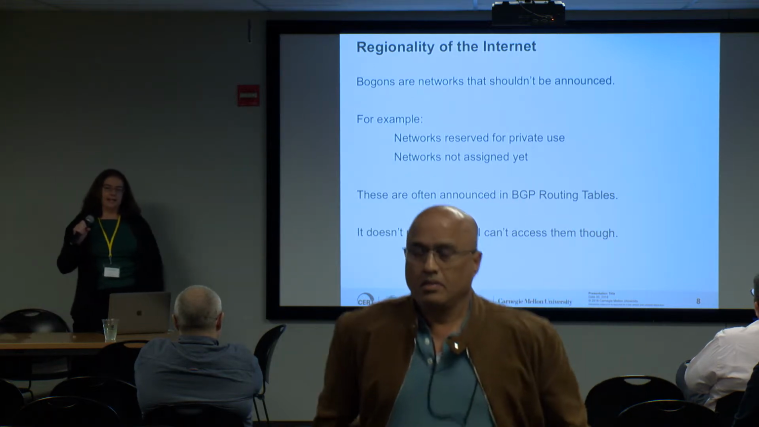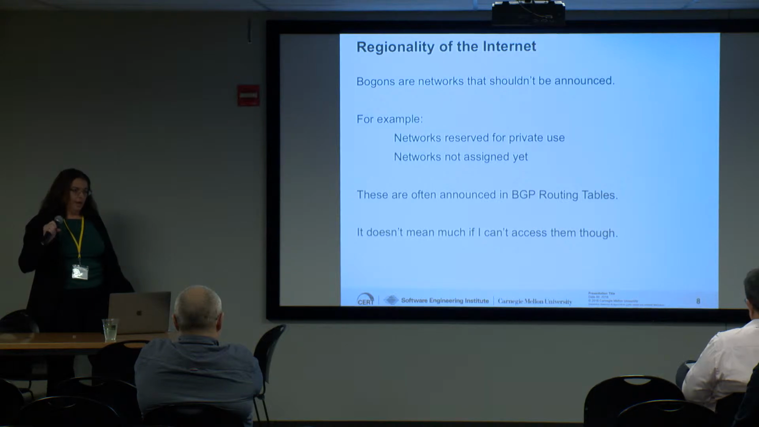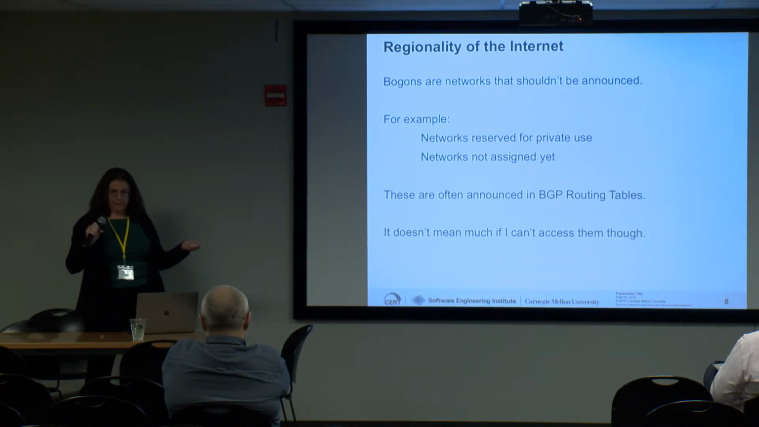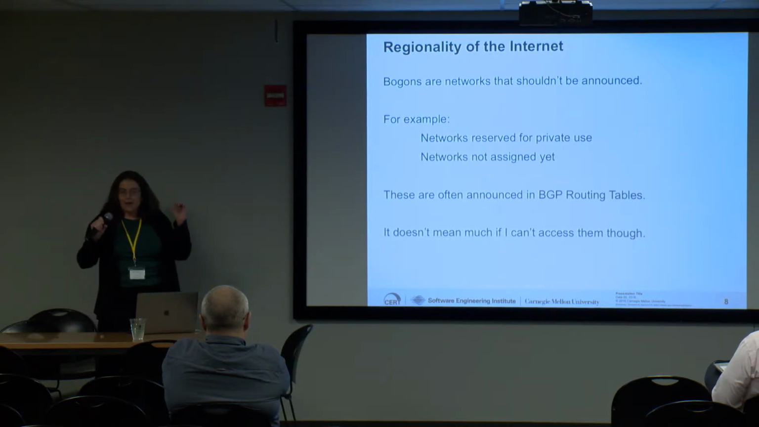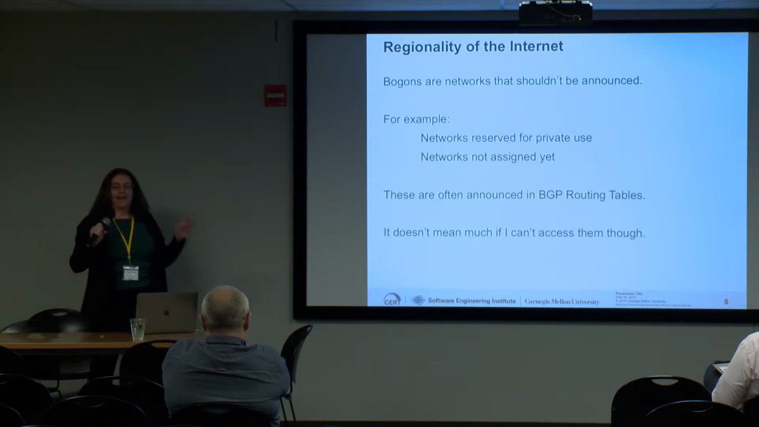So the next thing I looked at was the regionality of the internet. A bogon network is a network that should not be announced. This is like private IP space. Yes, there are still a few networks that are not assigned to anyone. We're not totally exhausted and assigned everything to everybody yet. And these things still get announced.